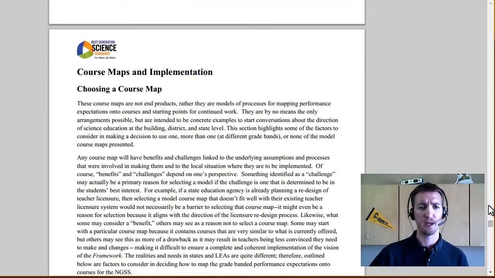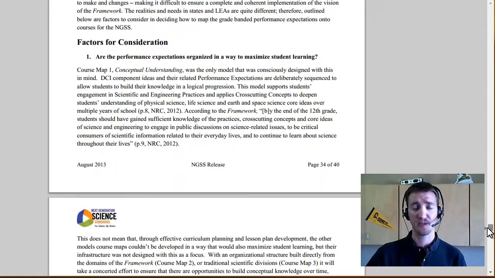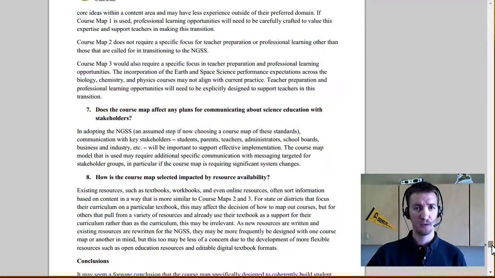And a final really helpful thing in this document is toward the bottom, page 34, we have factors for consideration. So with each pass, or definitely at the end, to check up and make sure it's been done correctly. So with each pass, so you don't have to change a lot of things at the end, think about, are the performance expectations organized in a way to maximize student learning, and other very deep questions like that. So you'll want to spend a lot of time with this document when you are ready for a major revamp of not just one course, but a set of courses.